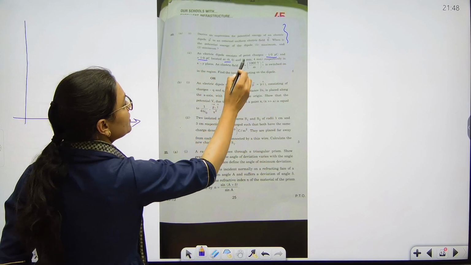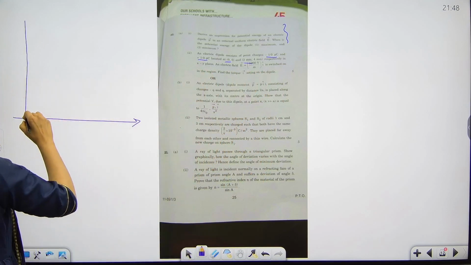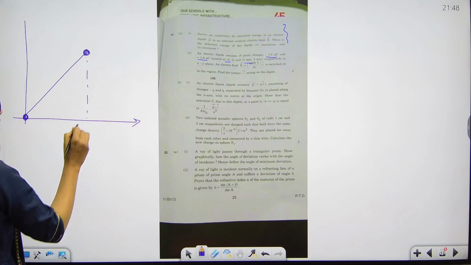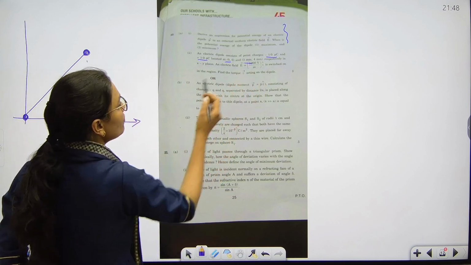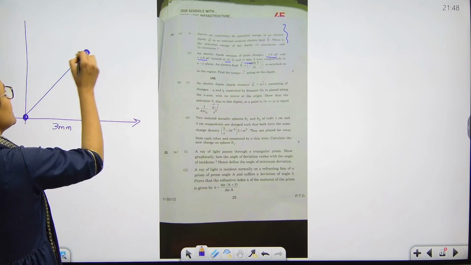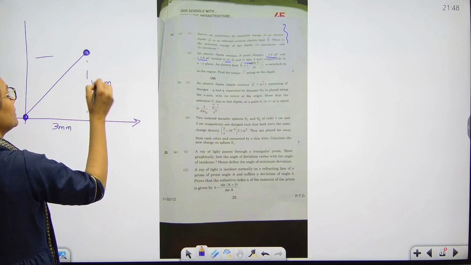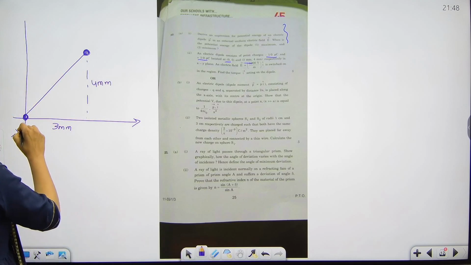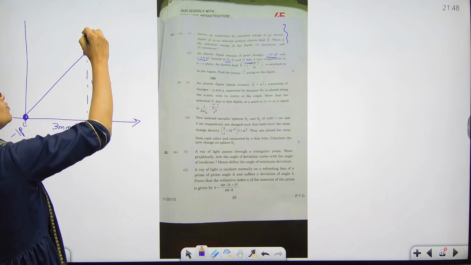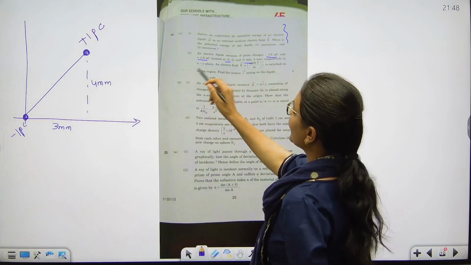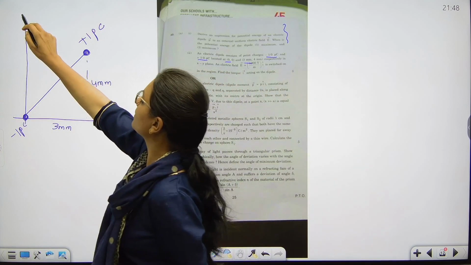So one is at the origin and another is at 3, 4. The location is 3, 4 in millimeters. So this distance is 3 and this distance is 4 millimeters. Clear? Then this is the dipole: this is the negative charge, minus 1 picocoulomb, and this one is plus 1 picocoulomb. Then we have them respectively in the xy plane, this is the x and y plane.